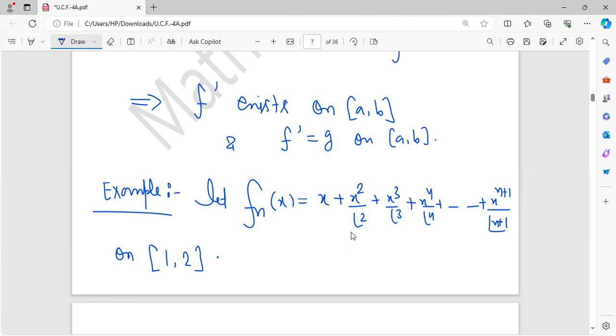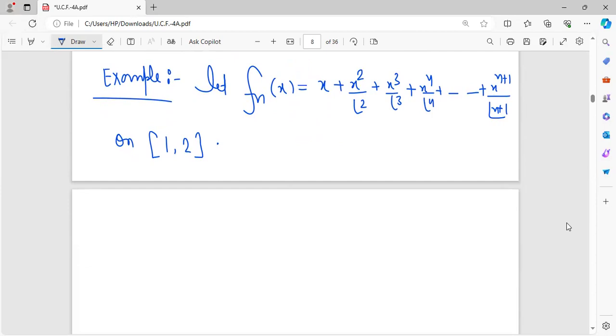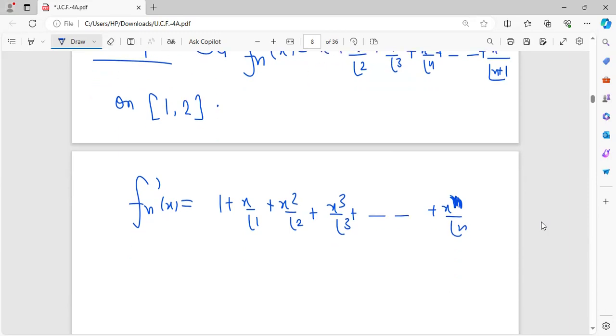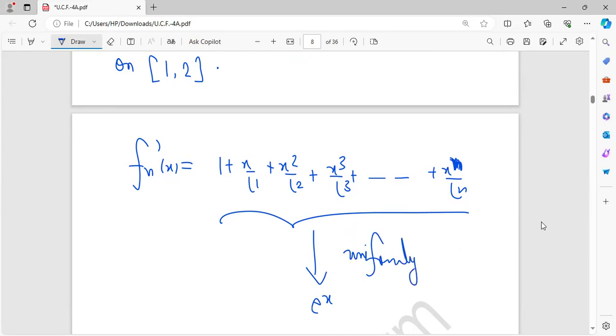Okay. So we will see that, what is the derivative of this f n x? It is nothing but 1 plus x upon factorial 1 plus x square upon factorial 2, x cube upon factorial 3. But this sequence we have proved in yesterday's lecture that it converges uniformly to e to the power x on a closed interval 1 to infinity. So it will also converge uniformly on 1 to 2, because this is a smaller interval. So the derivative function converges to some g.